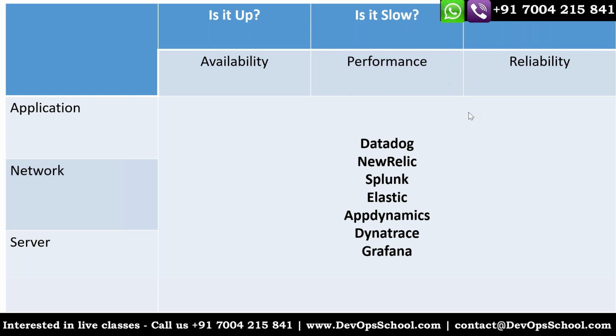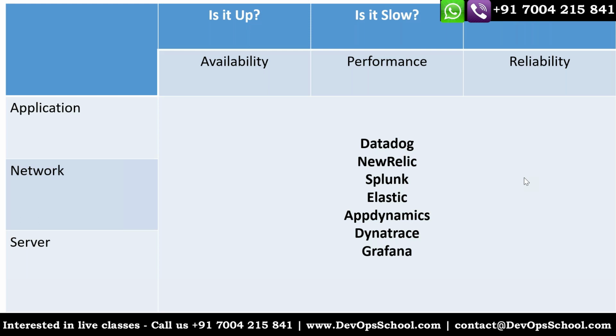Now the question is, how do we set it up? We have three pillars which we want to set up: availability, performance, reliability for application, network, and server. Availability will tell you which is up, performance will tell you which is slow, and reliability will tell you which is broken. So which are the tools which will help you? We have plenty of tools which can help you.